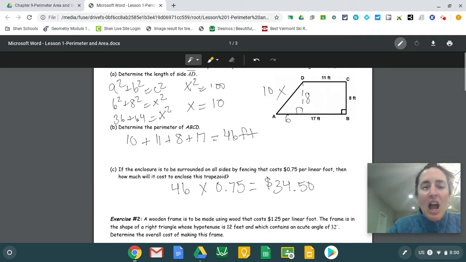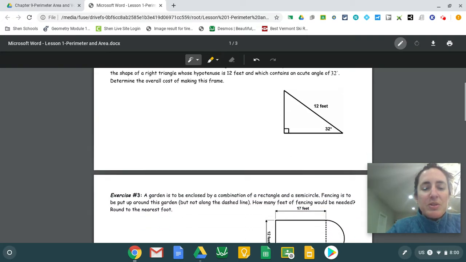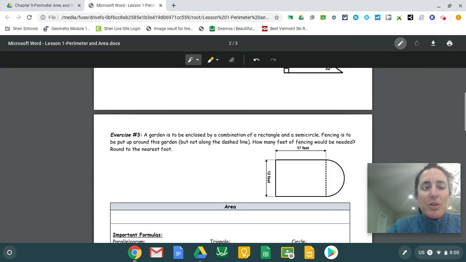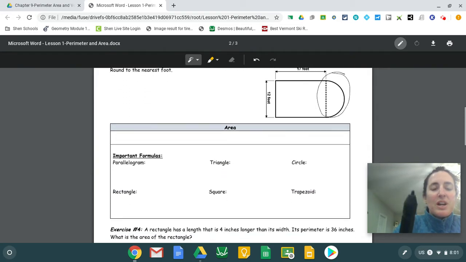So again, I will be posting completed full notes. We're going to skip over example 2 and example 3. Notice in example 3, there is a semicircle. This here is a semicircle on the end of there. So I would use my pi d and divide it by 2 because it's only half of a circle, if you notice that in the note sheet that I'm going to post. Next, we're going to work on area.